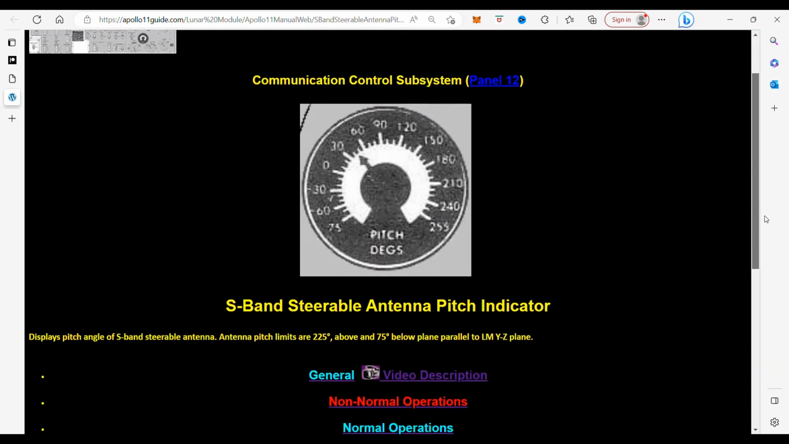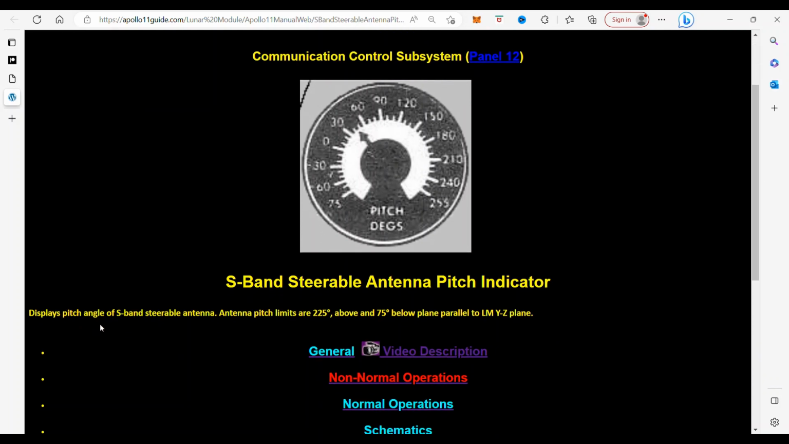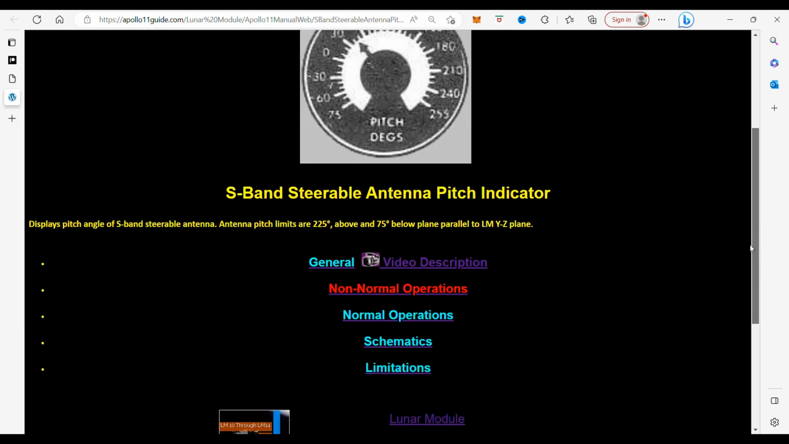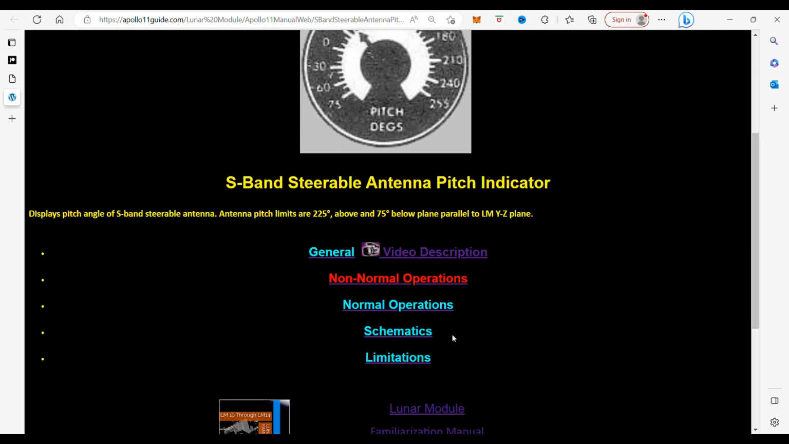Now what this thing does is it displays the pitch angle of the S-band steerable antenna, and the limits are from 225 degrees above to 75 degrees below the plane parallel to the lunar module's YZ plane. So that is going up and down, that's pitch. And this is kind of difficult to understand, so we're going to go into the schematics here and take a deep dive.